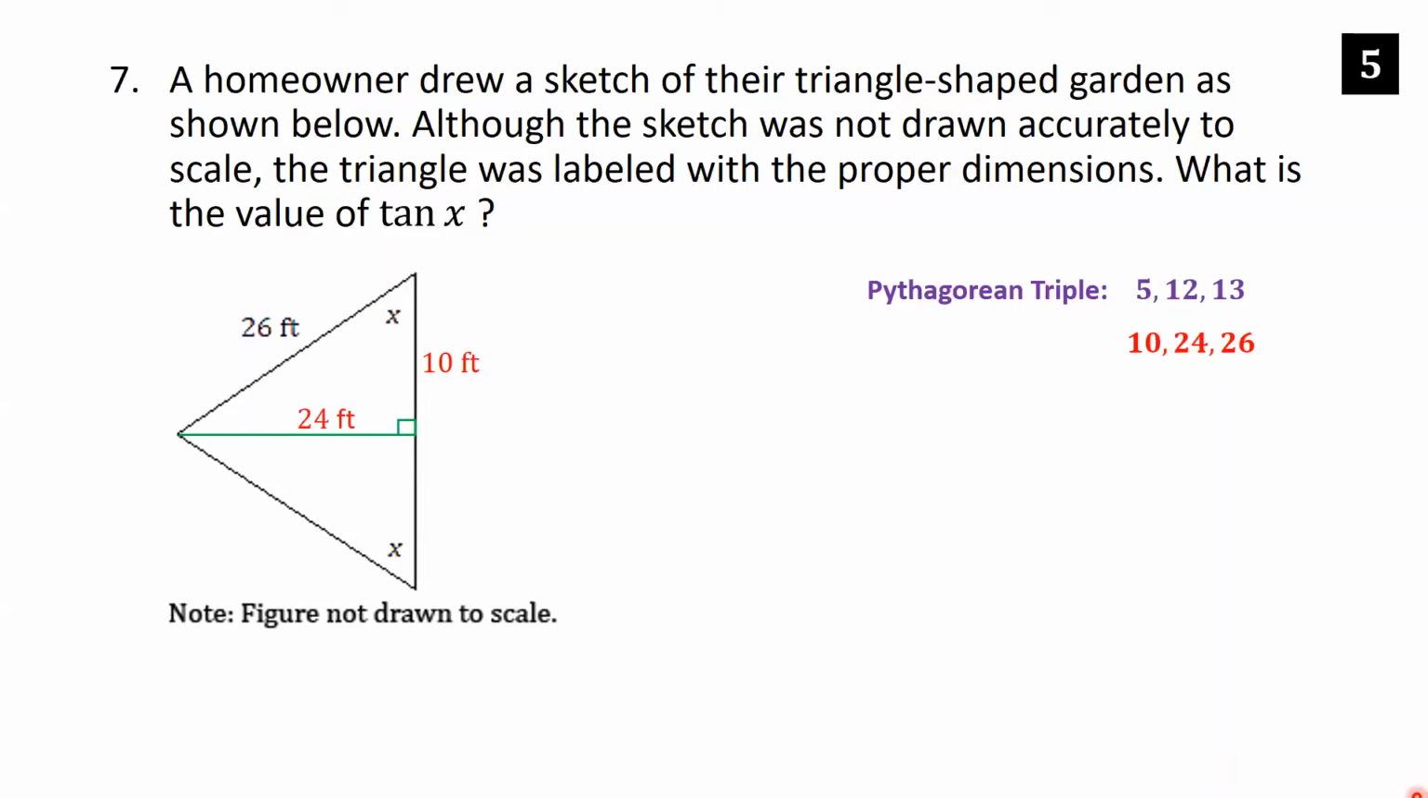Okay. So now we're ready to compute the tangent of x, right? Using SOHCAHTOA, tangent is opposite over adjacent. So that's equal to 24 over 10, which reduces to 12 over 5, or you could write it as a decimal as 2.4. Either of those answers are okay.